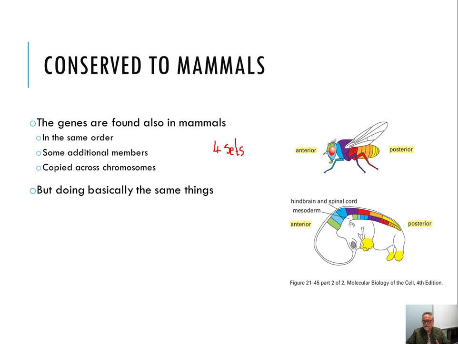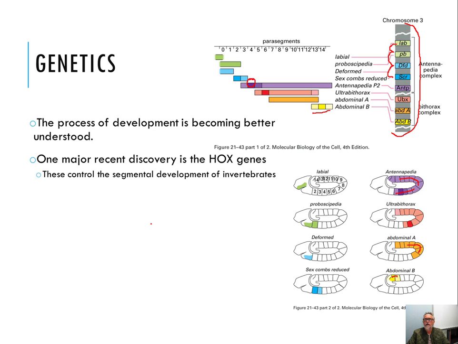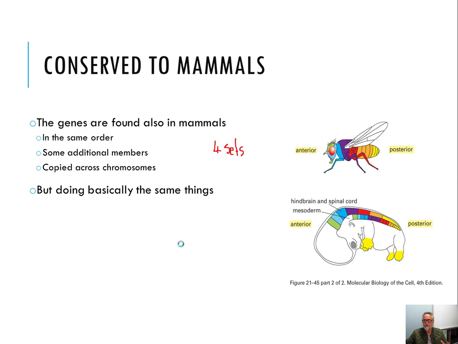Within that set, as we see in the fruit fly, there are 8 genes in the set. In humans, there can be up to 13 in the set. So not only have the sets been duplicated, but within each HOX set, they have been duplicated and copied across. They're also in the same order and they function in the same order.